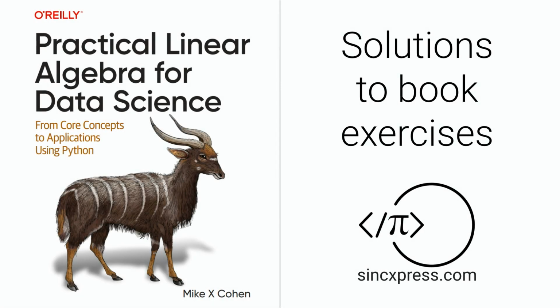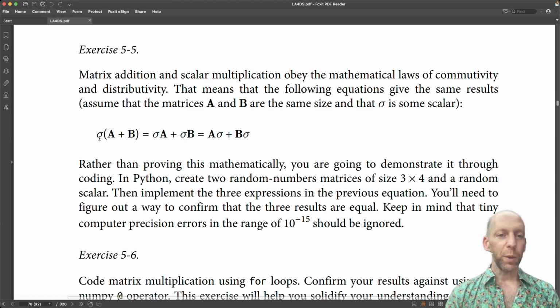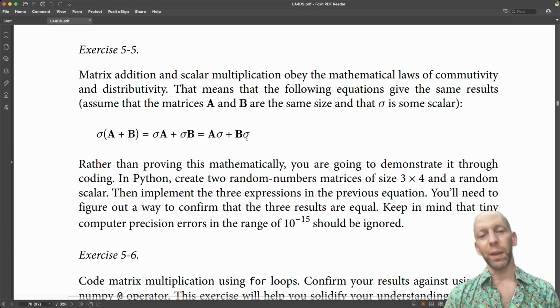Here in exercise 5, we are going to explore the concept that matrix addition and matrix scalar multiplication are commutative and distributive. And what do those two properties mean? So here is an equation that tells us what this means. Imagine A and B are matrices. Sigma is a scalar, so just one number. So here we say that sigma times the sum of A and B equals sigma A plus sigma B, and that equals A times sigma plus B times sigma.